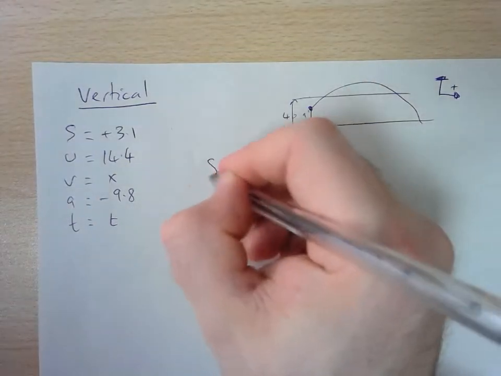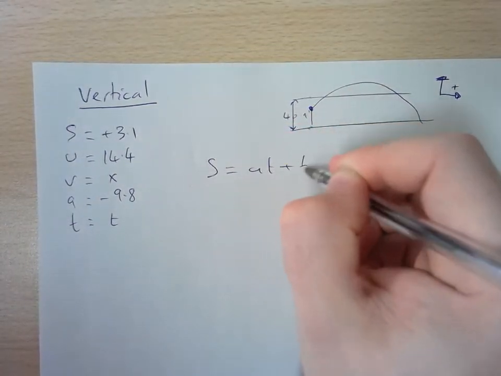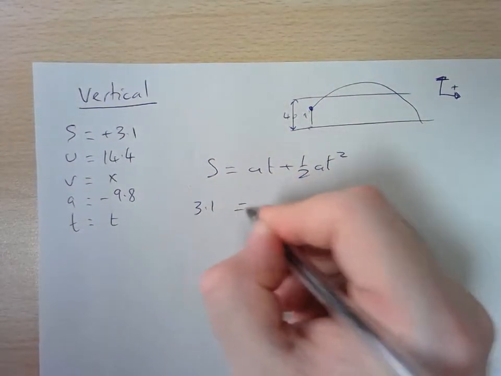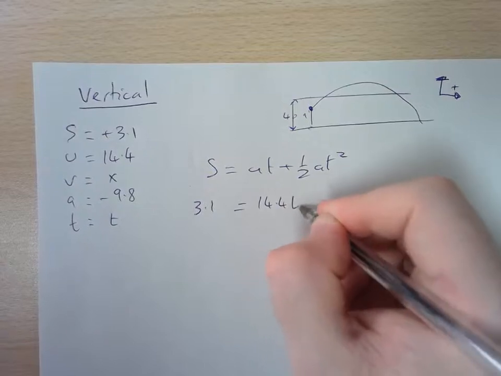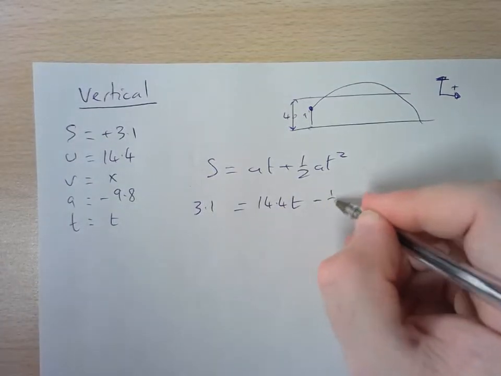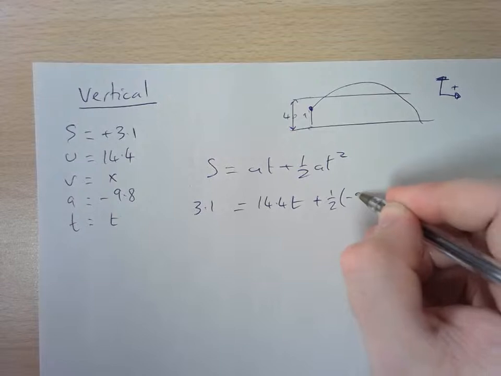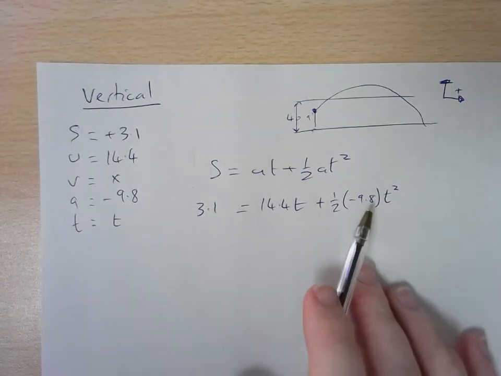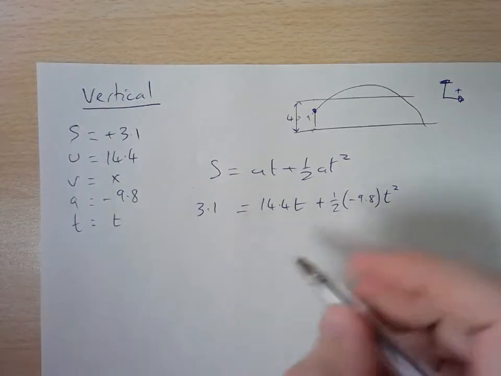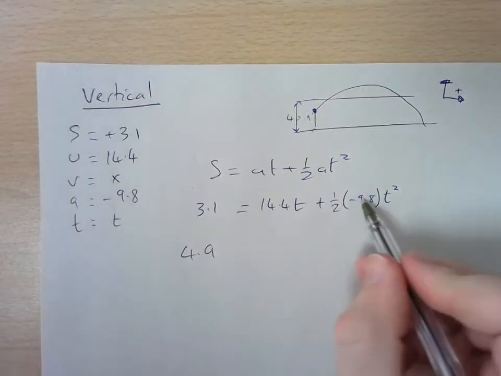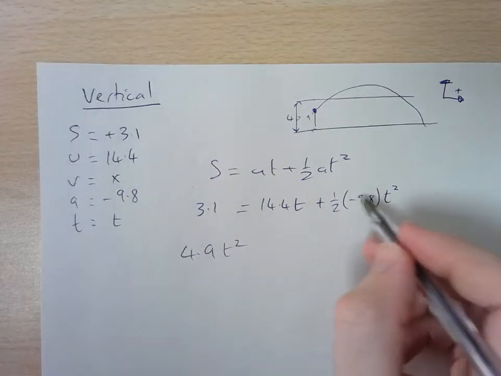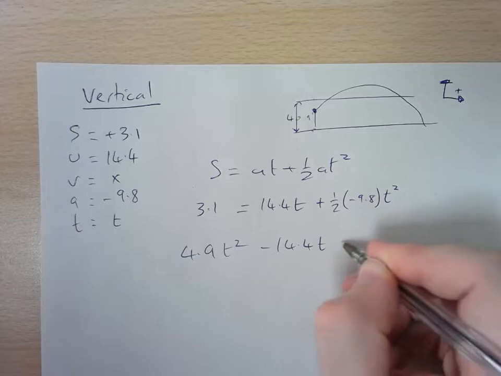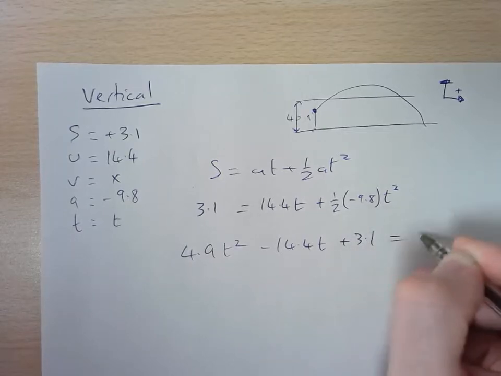So we're going to use s equals ut plus a half a t squared. Filling in our information, we get 3.1 equals 14.4 t plus a half times minus 9.8 t squared. I'm going to take everything over to this side, so I'm going to get 4.9 from half of that, t squared. I'm going to get rid of the minus by taking it over here, minus 14.4t plus 3.1 equals 0.